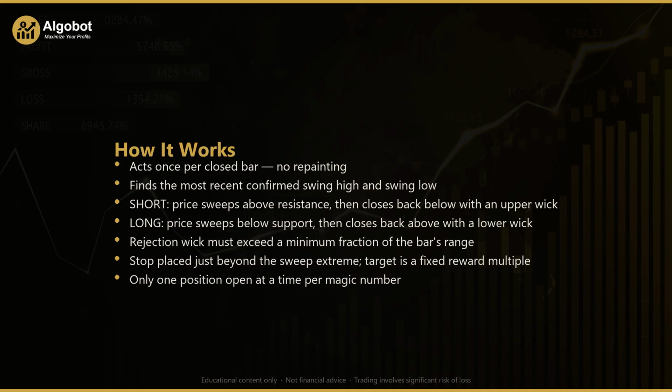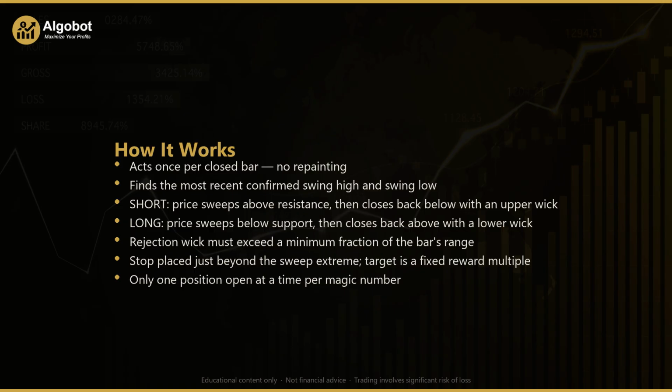For a long, it's placed just beyond the sweep low. Because the buffer scales with the candle's own size, it automatically adapts to any symbol or time frame without needing to know the point size. The take profit is then set as a fixed multiple of that stop distance, the reward ratio. So if the structural stop is, say, 20 points away, and the reward ratio is 2, the target sits 40 points in profit. This gives the strategy a consistent risk-to-reward profile on every trade.